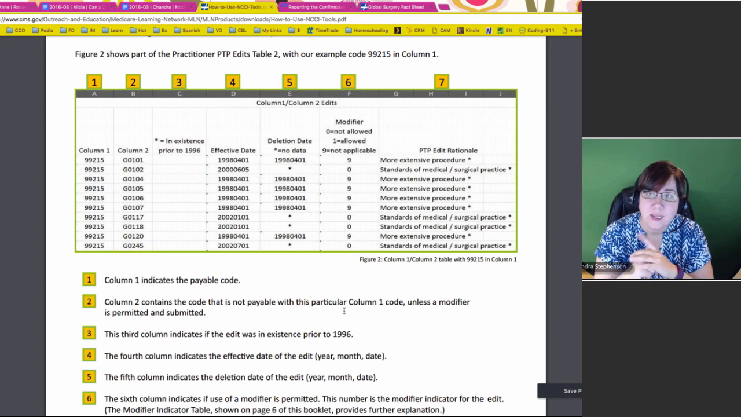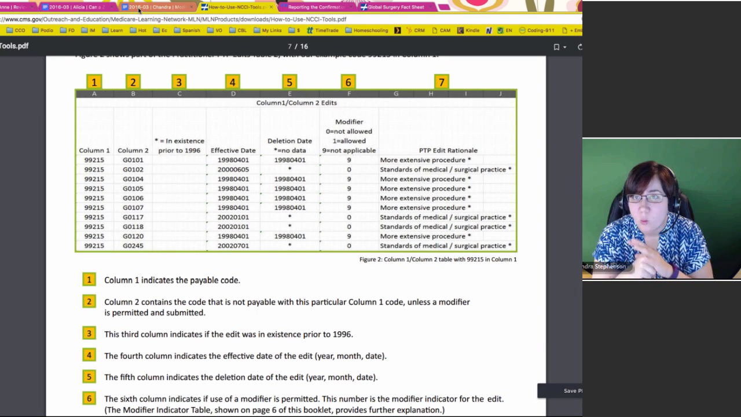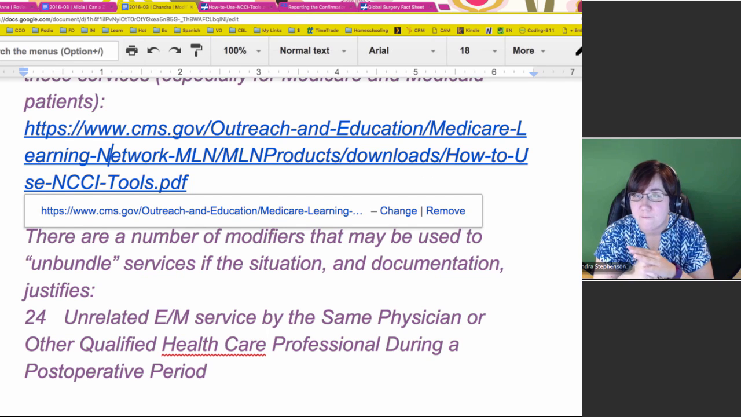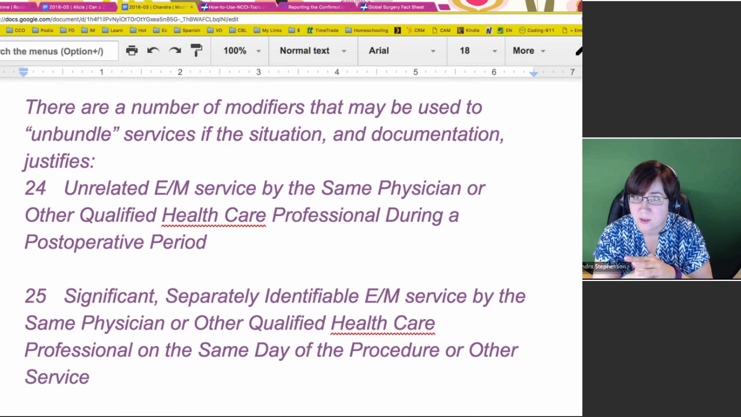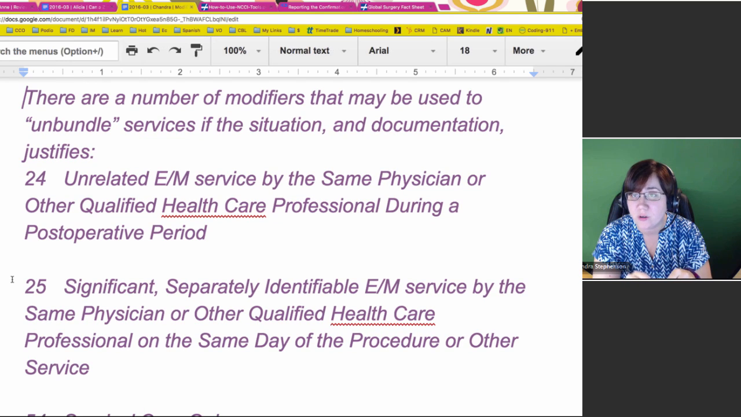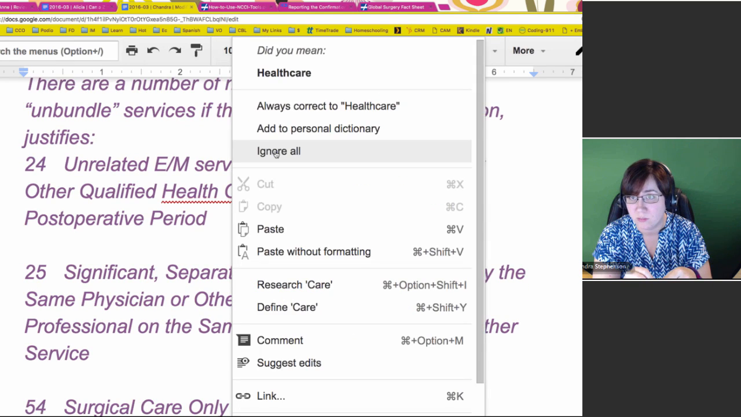Well, if you go back to the answer sheet, we're going to talk about which modifiers affect bundling and the packages. There are lots of different modifiers that may unbundle certain services. Now, the first two I talk about are modifiers 24 and 25. 24 and 25 are E&M modifiers. They can only go on your evaluation and management code. These two cannot ever go on a surgical procedure.